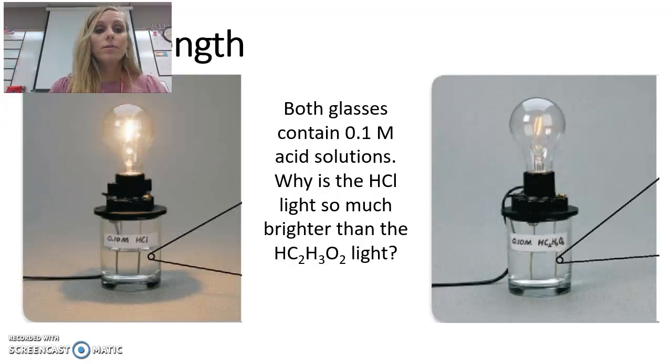So there is another thing you need to understand about strong acids versus weak acids. Both of these glasses contain acids with the same molarity, right? They have the same concentration. So why is this one lighting up this light bulb so much more brightly than the acetic acid? The hydrochloric acid is very bright, the acetic acid is very dim.